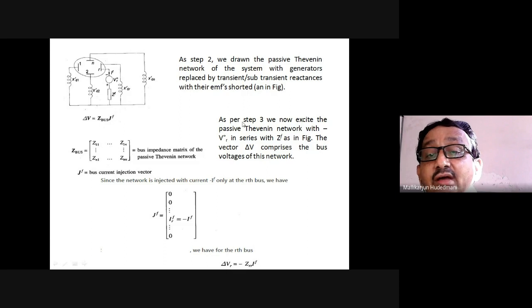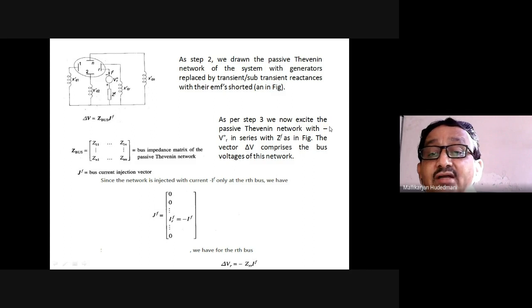So therefore, as per the requirement for study, draw the system Thevenin's equivalent of a system using the transient or subtransient reactances given by the problem. Then obtain the Z bus and take the particular vector of current, which is the fault current going to the point of fault, then get the value of delta V. Then it is written here in the next step.